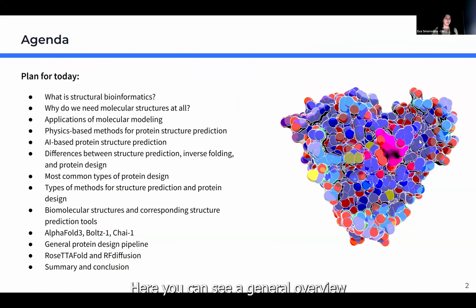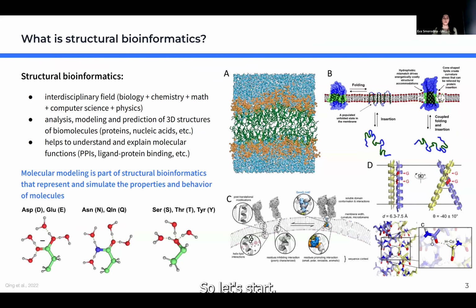Here you can see a general overview of the talk for today. We will cover a bit of theory about structural bioinformatics and molecular modeling, some old school or physics-based methods, then we transition to AI-based methods. I'll talk a bit more about the difference between structure prediction, inverse folding, and protein design, and then we will look into specific cases and specific models that you might use in your work. So let's start. What is structural bioinformatics?